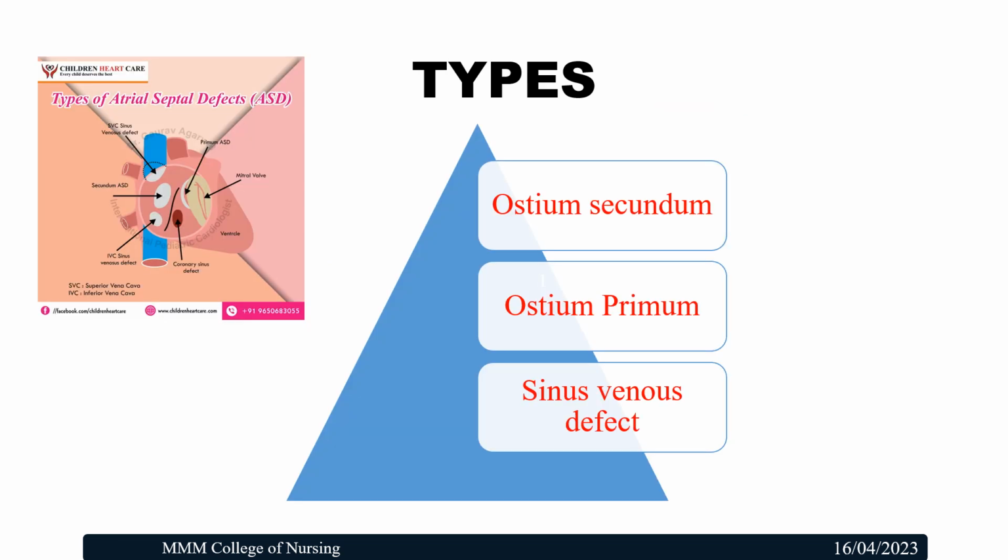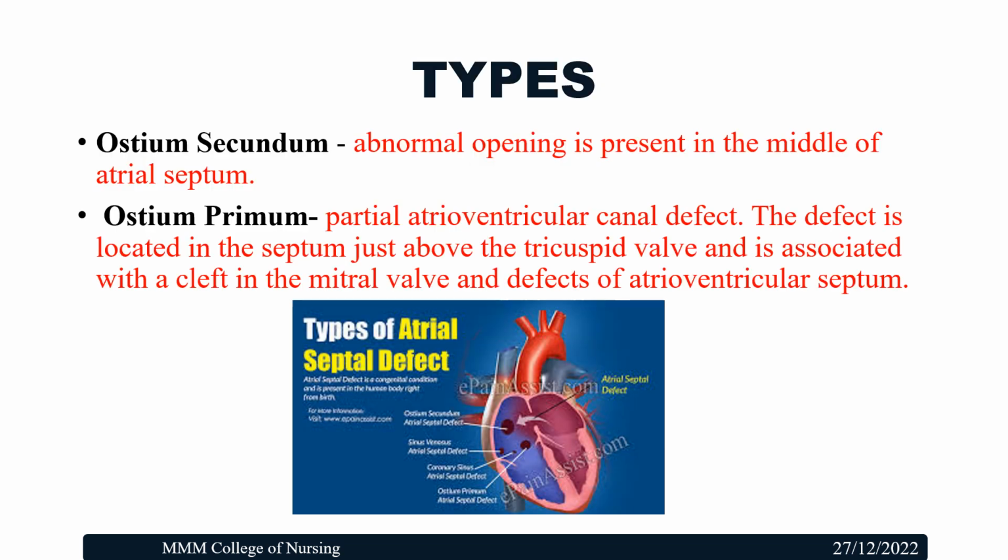We'll move on to the types. The three types are ostium secundum, ostium primum, and sinus venosus defect. Let's discuss each clearly. Ostium secundum is the abnormal opening present in the middle of the atrial septum. Next is ostium primum. It is a partial atrioventricular canal defect.